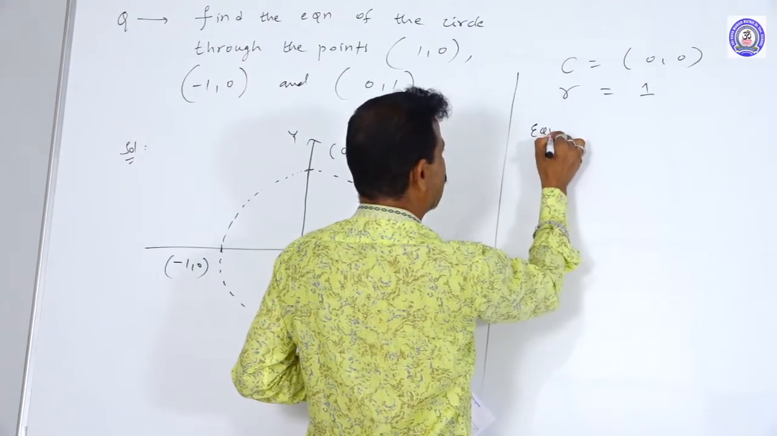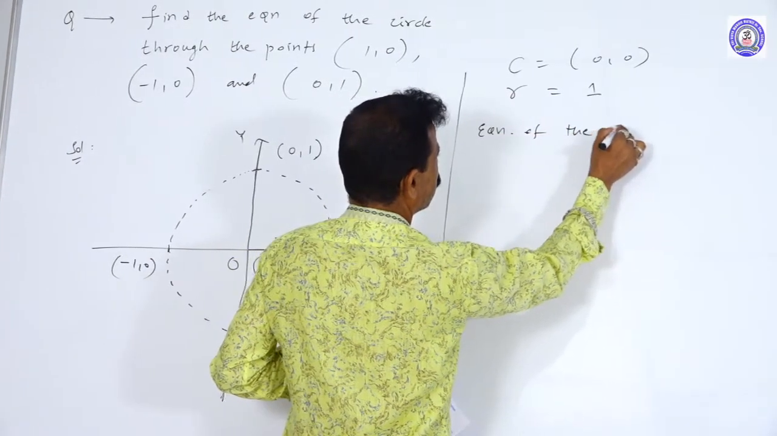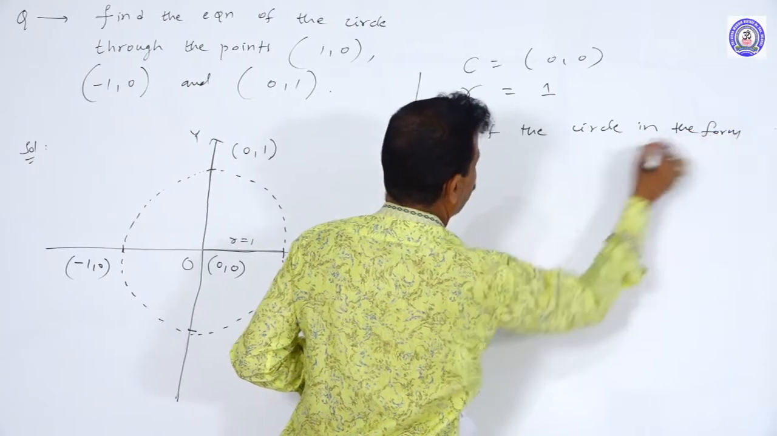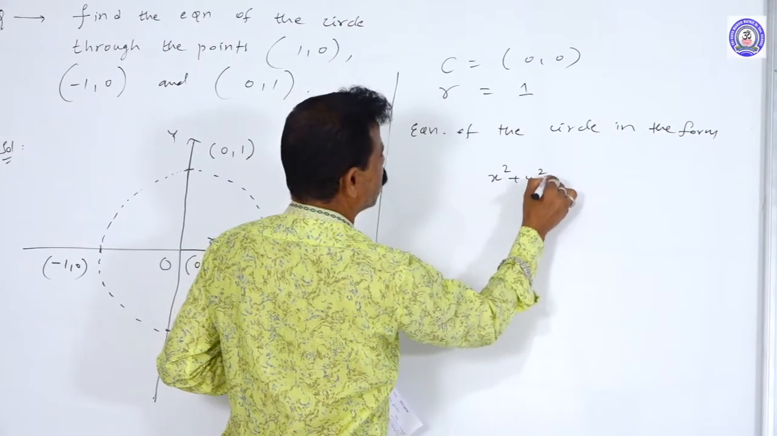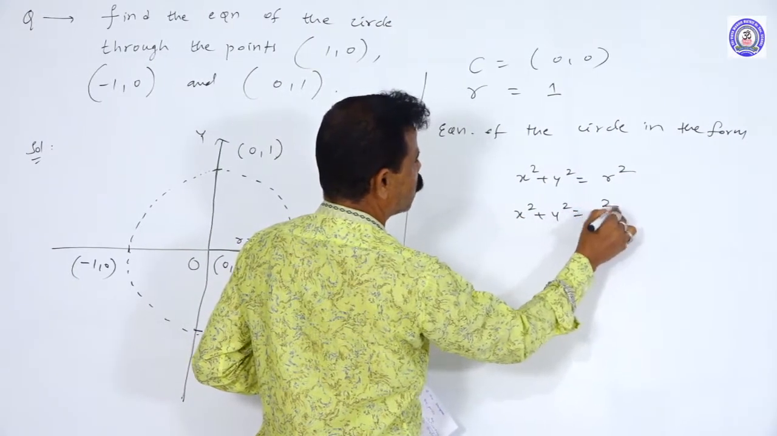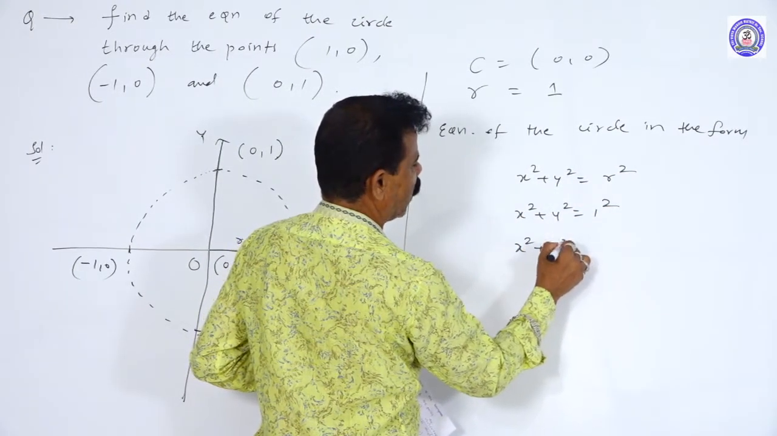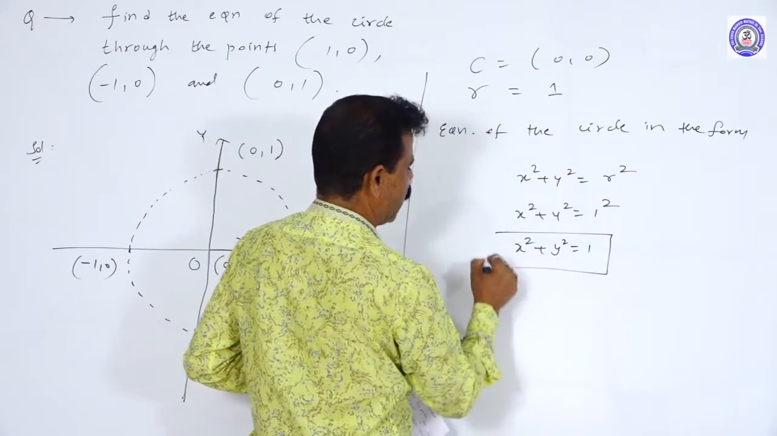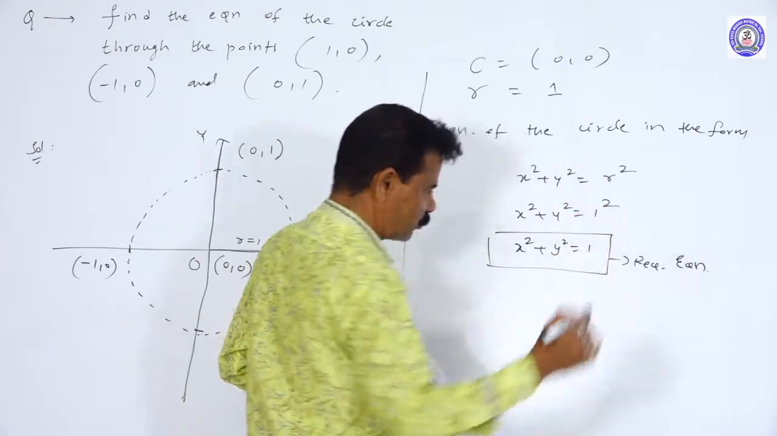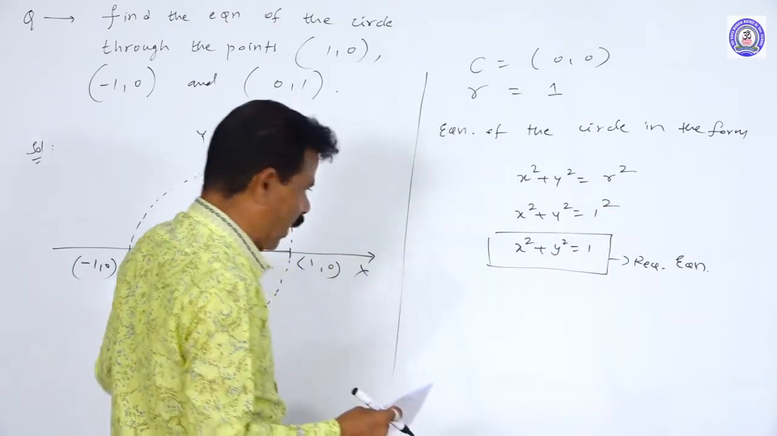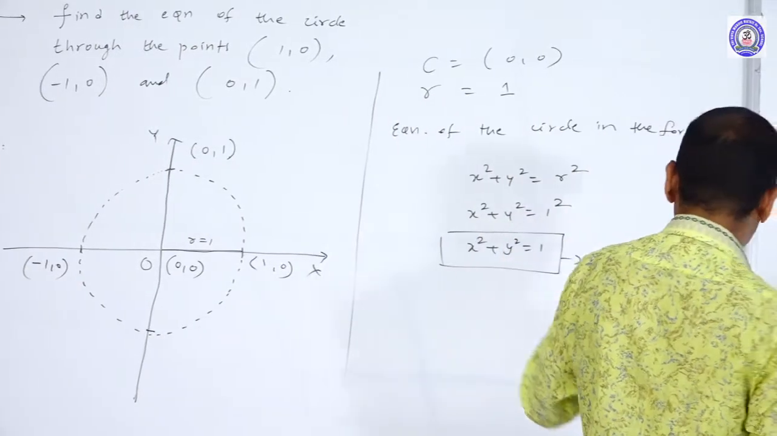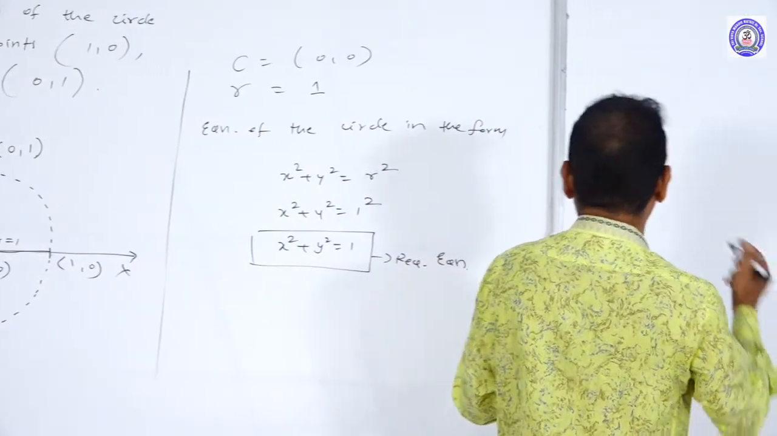So the equation of the circle in the form x square plus y square is equal to r square, that is x square plus y square is equal to 1 square. It is coming x square plus y square is equal to 1. This is the required equation. This is different. So another different points, not on the x-axis and not on the y-axis, different points.